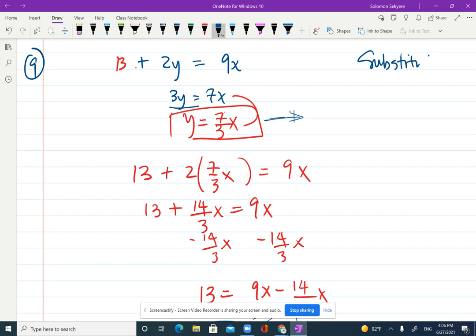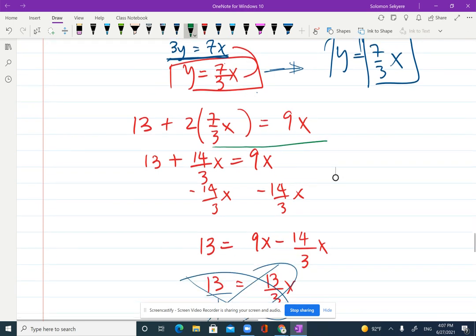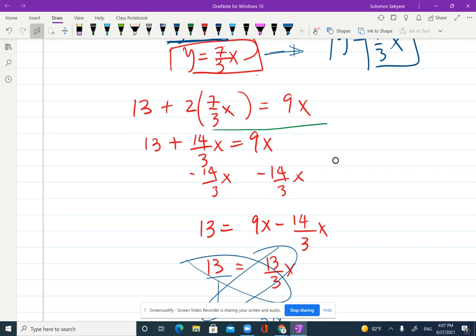If you look at here, this part here, I can say this y value is y equals, you see that, 7 over 3x. Okay, that's the y from this equation from here. If I divide both sides by 3, y equals 7 over 3x. In place of the y, I substitute this value, 7 over 3. So 13 plus 2, instead of writing y, I write 7 over 3x equals 9x. So now you see I have only one variable, x. Okay, and I proceed to solve it.